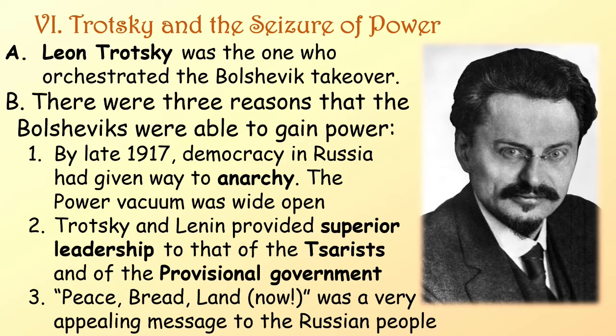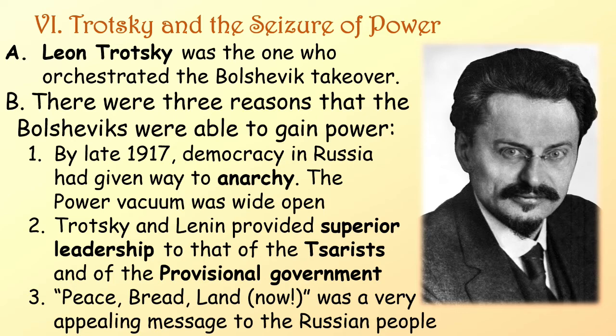Leon Trotsky was the one who orchestrated the Bolshevik takeover. There were three reasons that the Bolsheviks were able to gain power. Number one, by late 1917, democracy in Russia had given way to anarchy. The power vacuum was wide open.